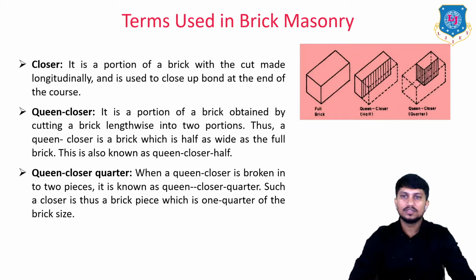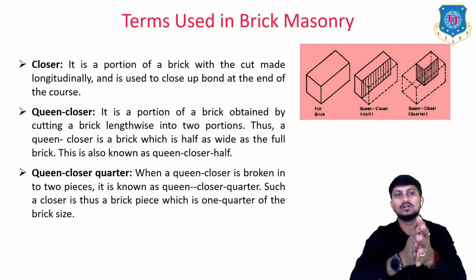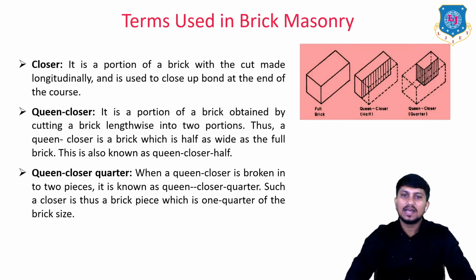Next is closer. It is a portion of brick with the cut made longitudinally and is used to close up bond at the end of the courses. There are various types of closers. First is queen closer. It is a portion of brick obtained by cutting a brick lengthwise into two portions. If you cut the brick lengthwise into two portions, this half portion is called as the queen closer half. The queen closer is a brick which is half as wide as the full brick. You can clearly see how queen closer half looks like in this figure.